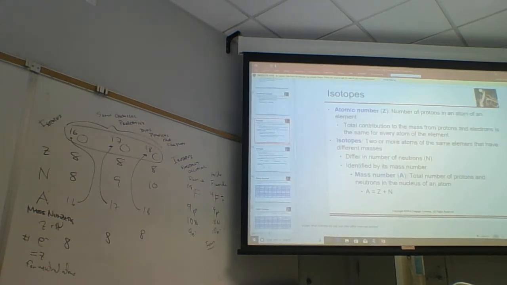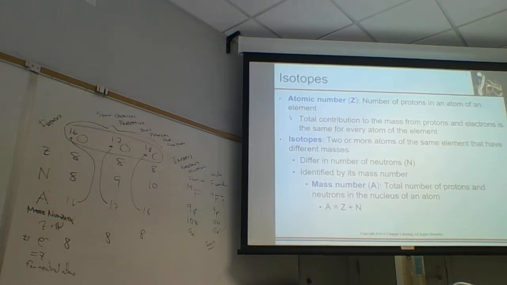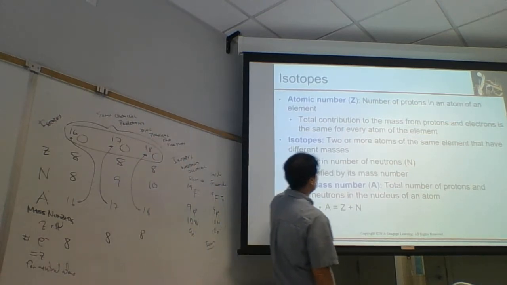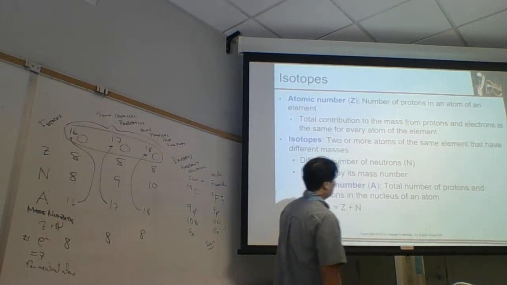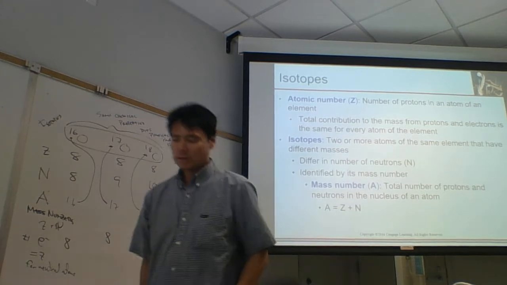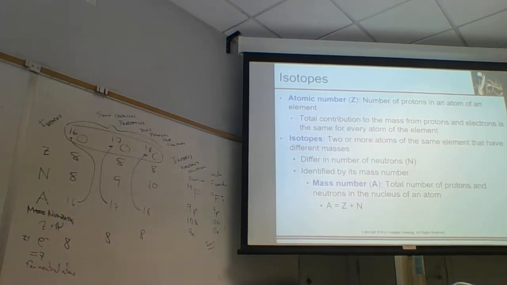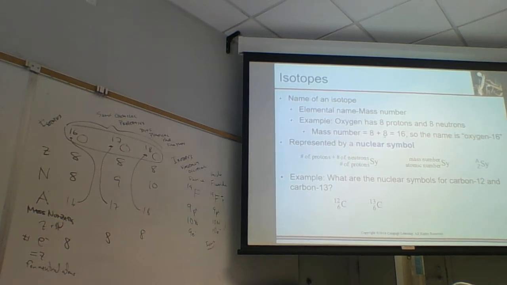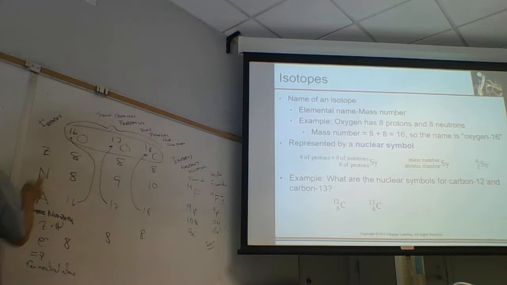And so this is isotopes here, slide 1. Isotopes: two or more atoms of the same element that have different masses. What we could say is two or more atoms of the same element that have a different number of neutrons, and therefore will have a different mass. So we name the isotopes by the mass number.